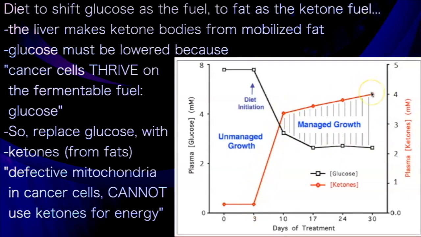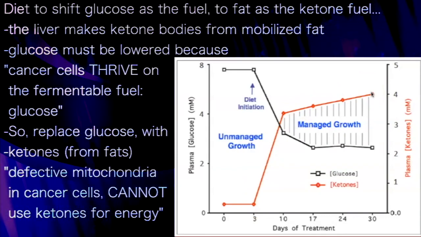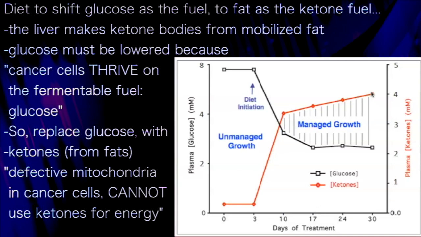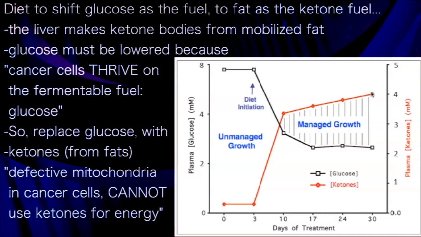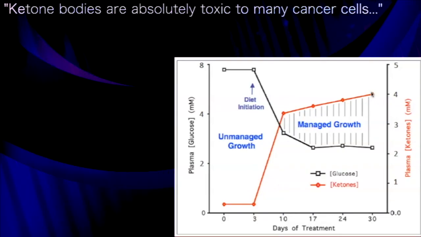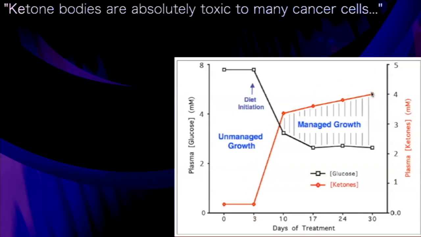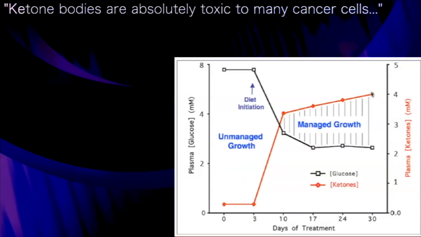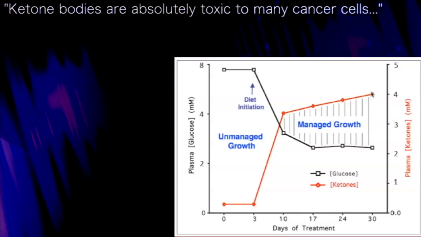Ketone bodies have to be respired in normal mitochondria. If the mitochondria are defective, they can't use ketone bodies for energy. Only normal cells with normal mitochondria can use the ketone bodies for energy. Mitochondria of cancer cells cannot burn ketones. As a matter of fact, ketones are absolutely toxic to many cancer cells.